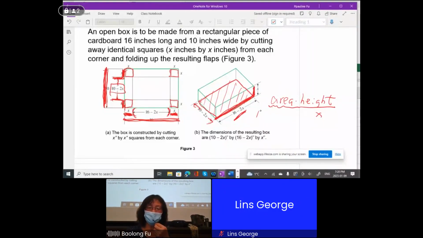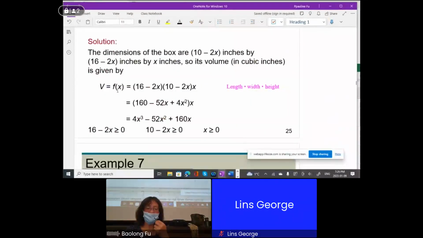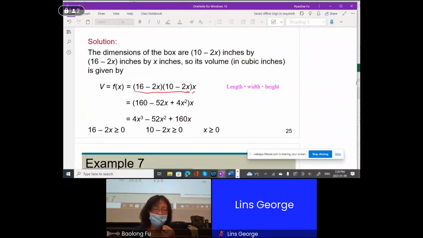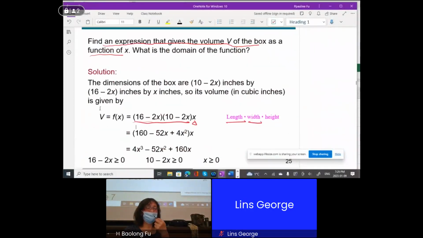So what is this area? It is 10 minus 2x times 16 minus 2x, and then times the height x. Area times height is the volume. Any questions? Now we just need to simplify this expression. This is the first question: what is the expression?